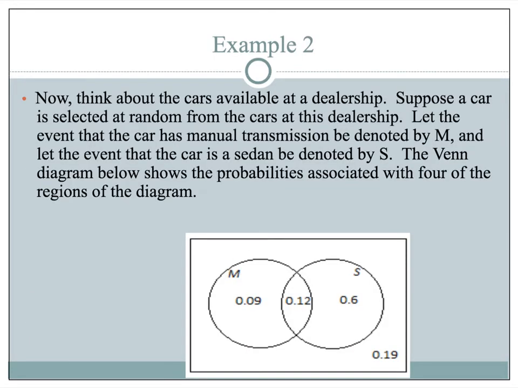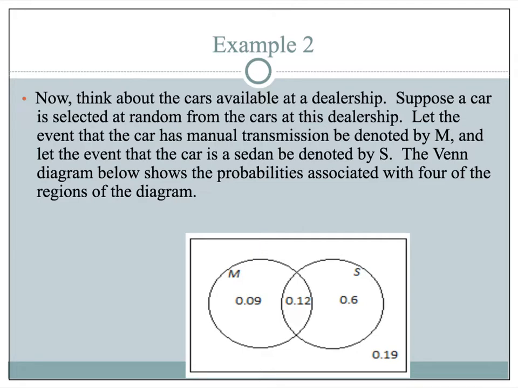All right, so now let's think about cars available at a dealership. Going car shopping. Suppose a car is selected at random from the cars at this dealership. Let the event that the car has a manual transmission be denoted by M, and let the event that the car is a sedan be denoted by S. The Venn diagram shows the probabilities associated with the four regions of the diagram.